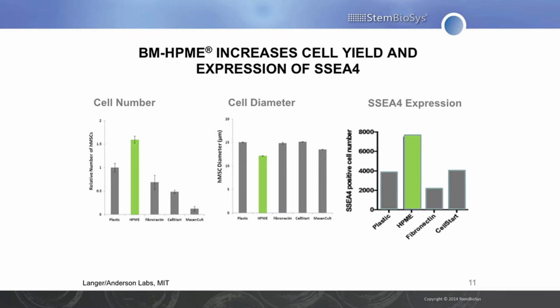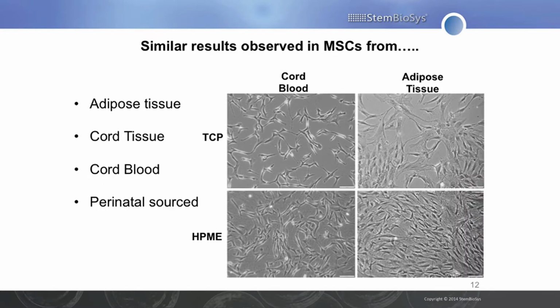So the data that I've spoken to previously has been primarily looking at bone marrow mesenchymal stem cells. But the effects that we see with our bone marrow high-performance microenvironment are not limited only to bone marrow cells. The examples here are mesenchymal stem cells isolated from cord blood and from adipose tissue. But we've also taken mesenchymal stem cells from cord tissue and perinatal tissue sources. And we're seeing the same results. We're seeing increased proliferation, small cell size, and higher expression of SSEA4.